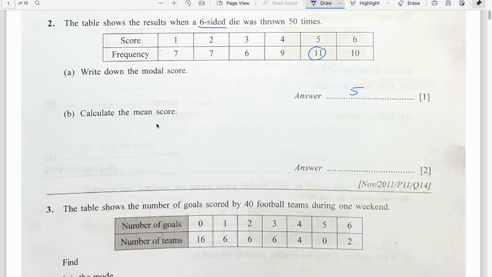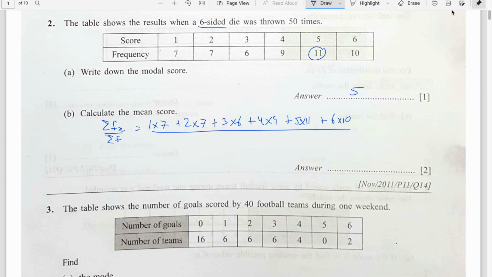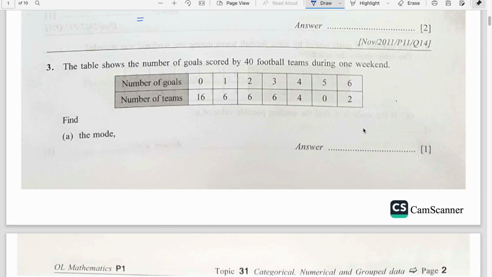Now calculate the mean. Again sum of fx over sum of f. So 1 into 7 plus 2 into 7 plus 3 into 6 plus 4 into 9 plus 5 into 11 plus 6 into 10. All that will matter on your test day is that you remember how to do it. Now these are 50 and the rest is all elementary steps. Use of calculator.